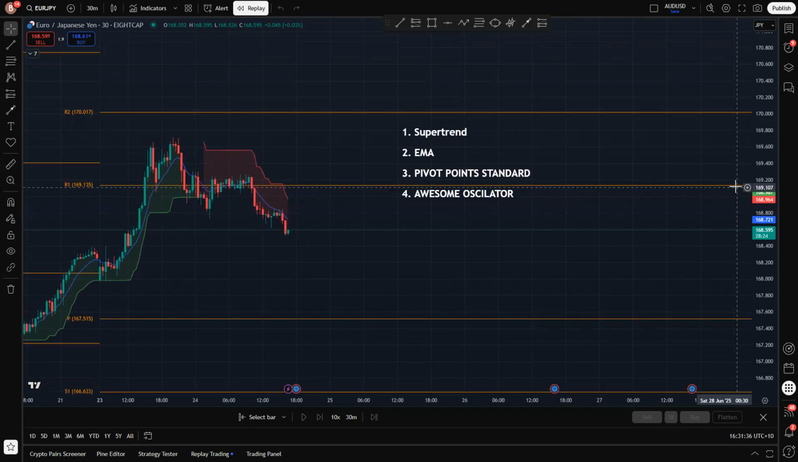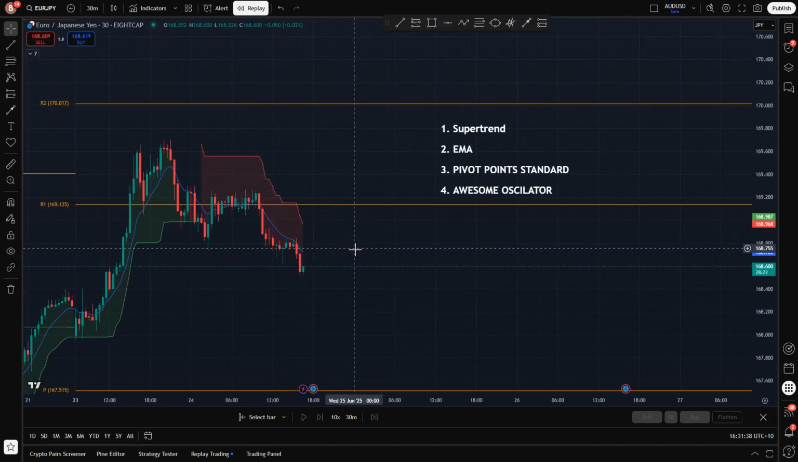So the pivot point standard is drawing out our support and resistance lines for us, because if you can remember, support and resistance lines, as we talked about, come with human bias. So we've overcome that. Now we have support and resistance lines that are drawn out and can be consistent.